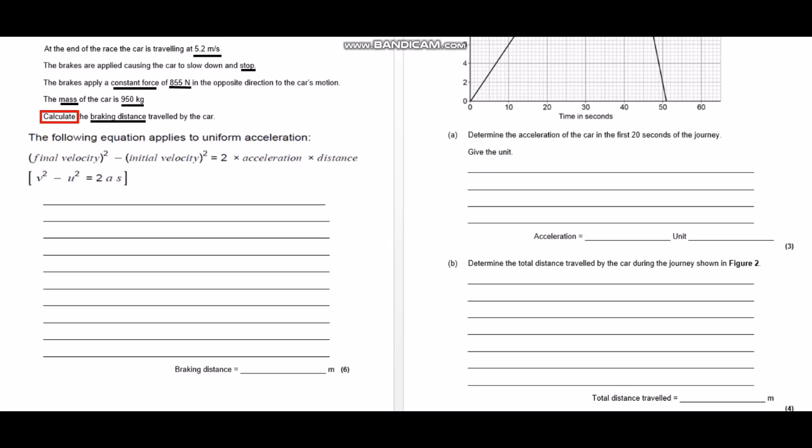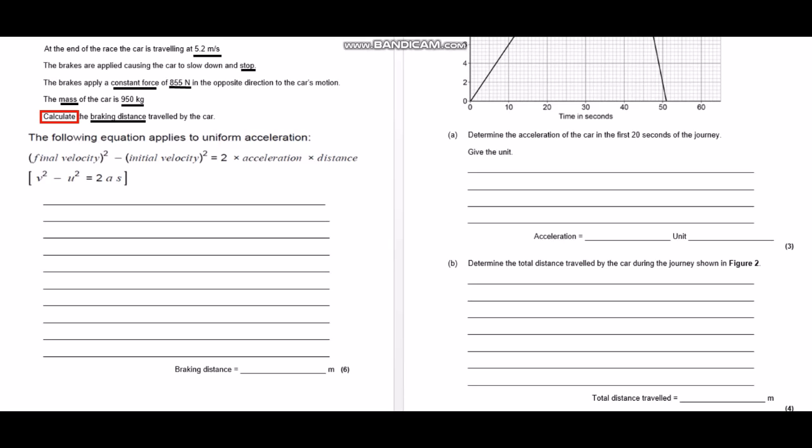So how could you know that you need to use this equation? The clue is it's a constant force. Okay, if it has a constant force, that also means it's going to be a constant acceleration, or in this case it's deceleration, because the car is slowing down to a stop. And this equation here applies for uniform, which is the same as constant acceleration. So that constant force was the clue that we should use this equation here at some point.